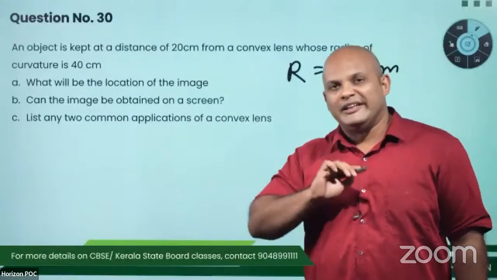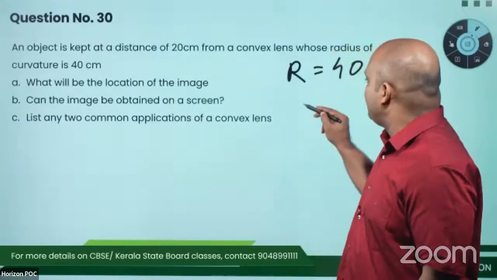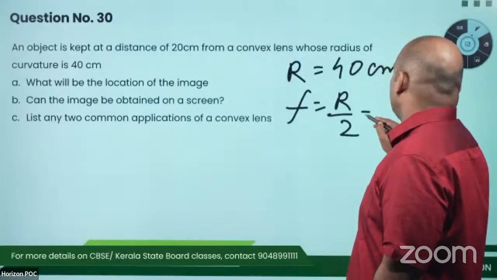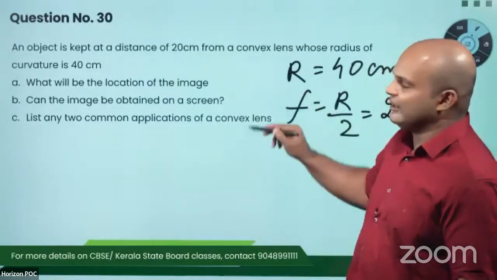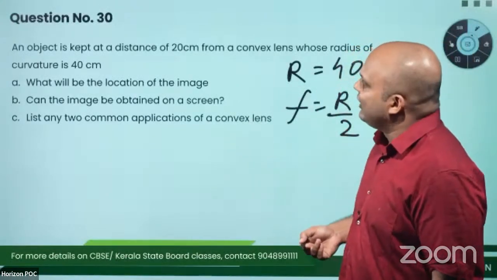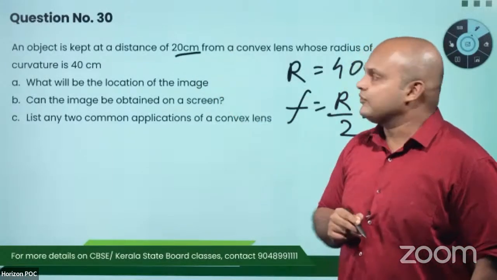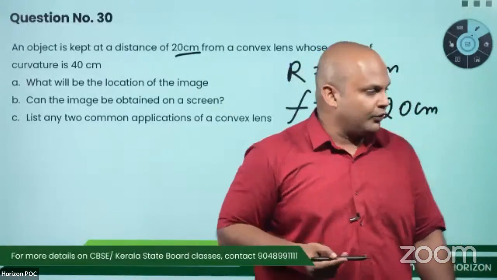Now remember, the focal length of a lens is half of its radius of curvature. So F is equal to R by 2. In this case, that is 20 centimeters. The focal length for this particular lens will be 20 centimeters. And the object is kept at a distance of 20 centimeters from the convex lens. So if you were to form a ray diagram for this, let's see.